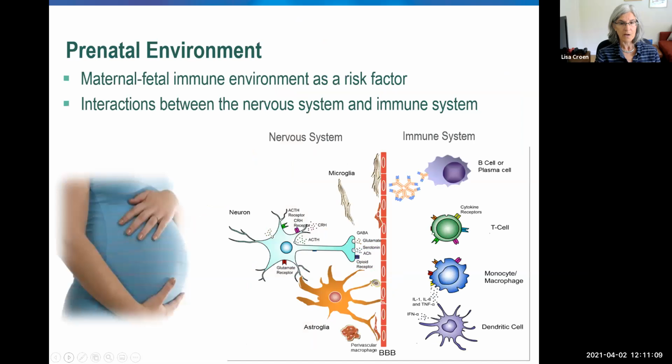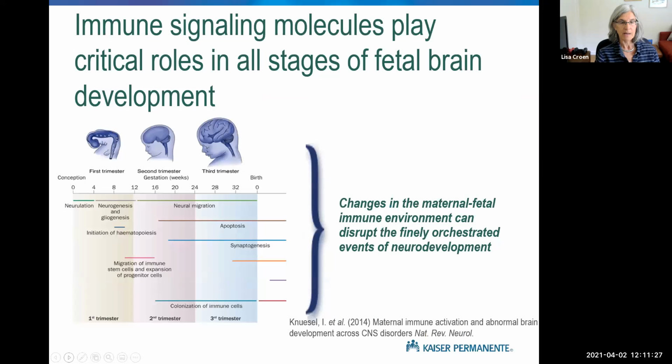Showing this in a different way, here's this prenatal environment, this maternal-fetal immune environment, which can be seen as the risk factor. And there are very big interactions between the immune system and immune molecules and the nervous system. The immune signaling molecules really play critical roles in all stages of fetal brain development. And when you have changes in the maternal-fetal immune environment, you can have major disruptions in these very finely orchestrated events that are neurodevelopment.